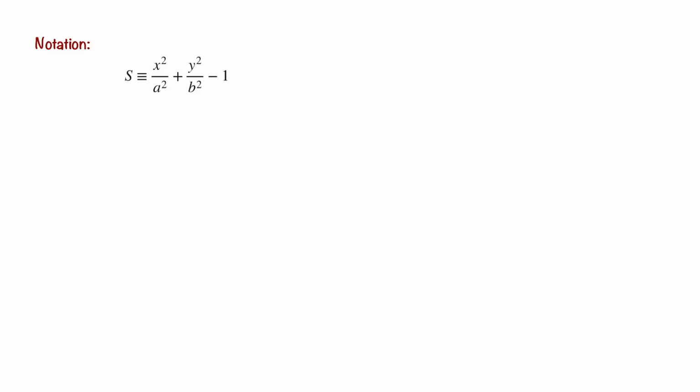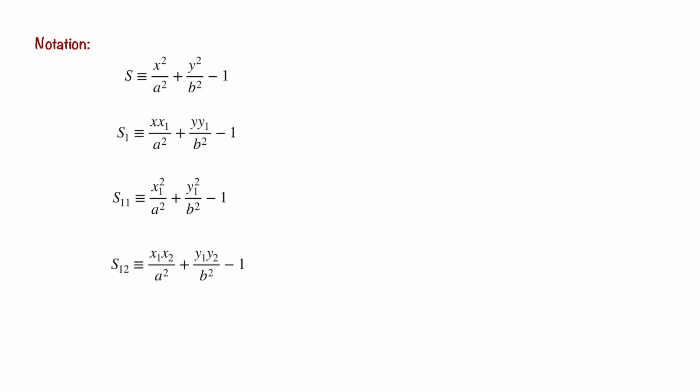In future results, I am going to use some notation where S denotes the expression x square by a square plus y square by b square minus 1. And S1 denotes the expression x x1 by a square plus y y1 by b square minus 1. S11 denotes the expression x1 square by a square plus y1 square by b square minus 1, and S12 denotes the expression x1 x2 by a square plus y1 y2 by b square minus 1. Okay, fine.